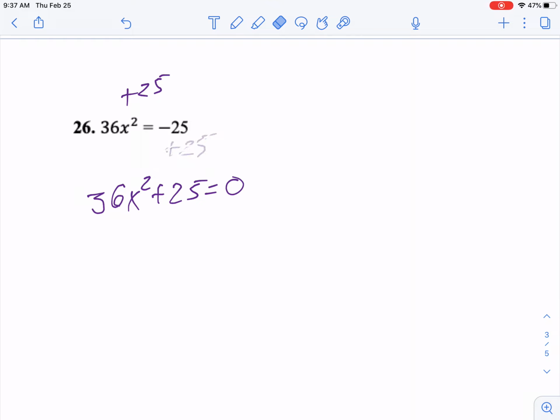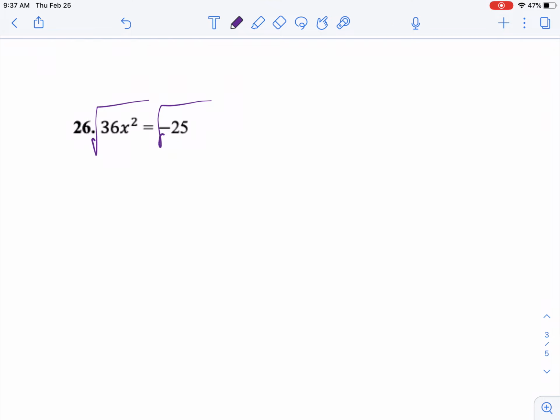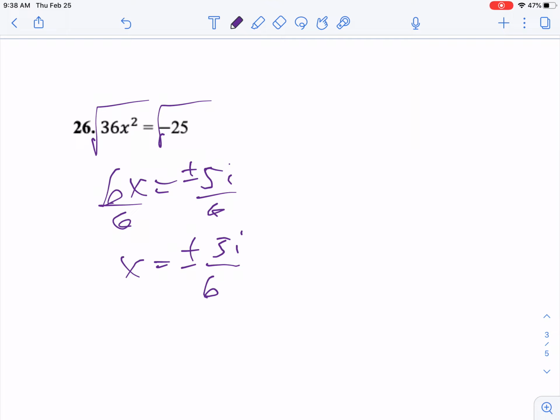Let's try looking at it from a different viewpoint. Since there's no x term, let's just take the square root of both sides. So then we get the square root of 36x squared is 6x. The square root of negative 25 is 5i because it's a negative. So we're going to go plus or minus 5i. Then we'll divide both sides by 6, and there's your answer. X equals plus or minus 5i over 6.